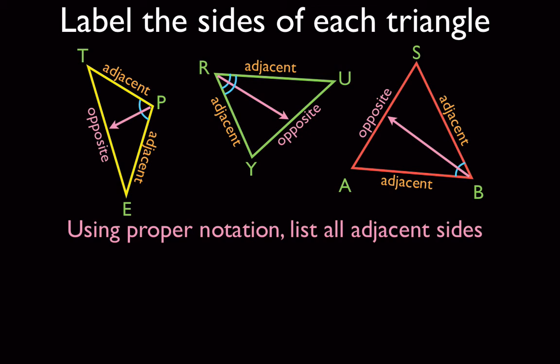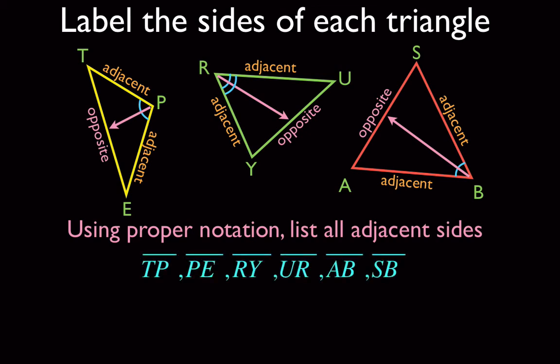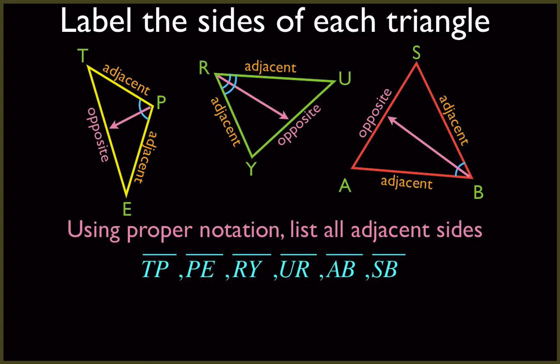Okay, so if you're confused on that, it's okay. What I mean by that is I want to list all the sides. So what they are are these right here. On the first one, the side that's connected right there is TP. It's adjacent. So remember, we use that notation on top of it. A line on top of it signifies a line segment. And when we talk about sides, they're line segments because they don't go on forever.